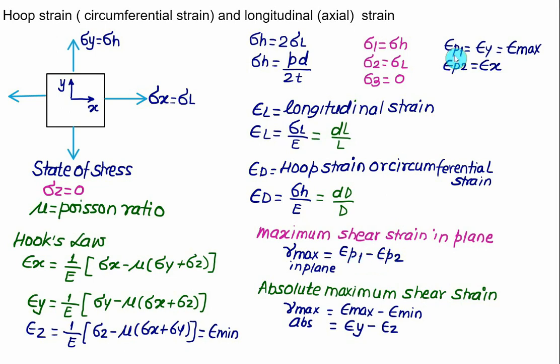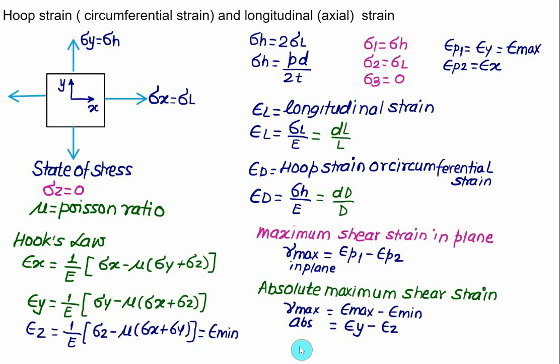and epsilon p2. In a two-dimensional problem, we only have to consider sigma 1 and sigma 2. For that we have defined epsilon p1 and epsilon p2. The difference between these two principal strains will be the maximum shear strain. But if you want to find the absolute maximum shear strain, then you have to find the value of epsilon maximum, which is the same as epsilon y, and epsilon minimum, which is equal to epsilon z. The difference between the maximum and minimum will give you the maximum value of the shear strain.